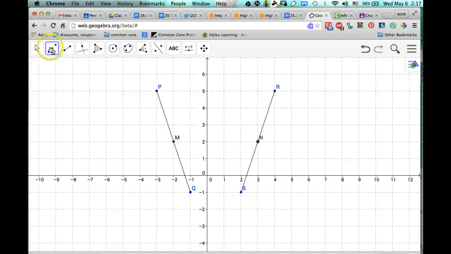Yeah, I just click on this one, the midpoint, and then I clicked on the segment. And it just showed up. They do it automatically. So guys, now let's keep going, right?